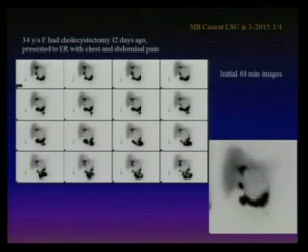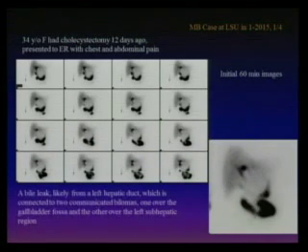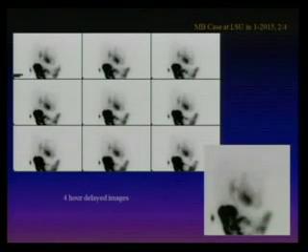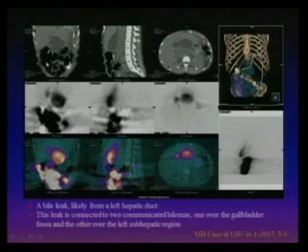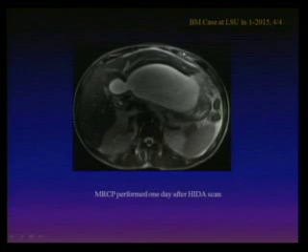At this time, if you do SPECT CT, you might be able to see it. But anyway, we did delayed imaging, so we see this area get larger, this gets larger. And then we did the SPECT CT, and you see this fuses exactly with this fluid collection. So this is a biloma. An MR later on, and then they drained that.